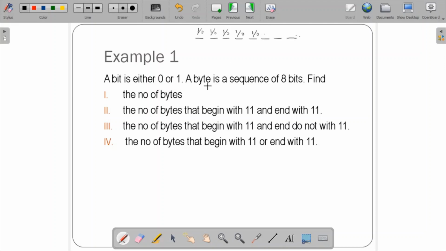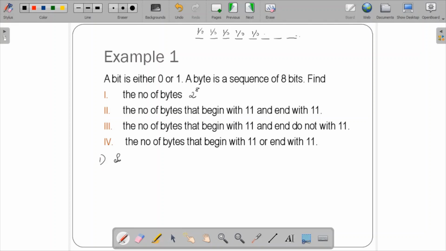So over here they have told us to find the number of bytes. Now, how will you find the number of bytes? A byte is a sequence of 8 bits, and each bit is a 0 or 1. So there are two choices. How many positions? 8 positions. So it is nothing but 2 to the power 8. So I'll just write down the first answer over here.